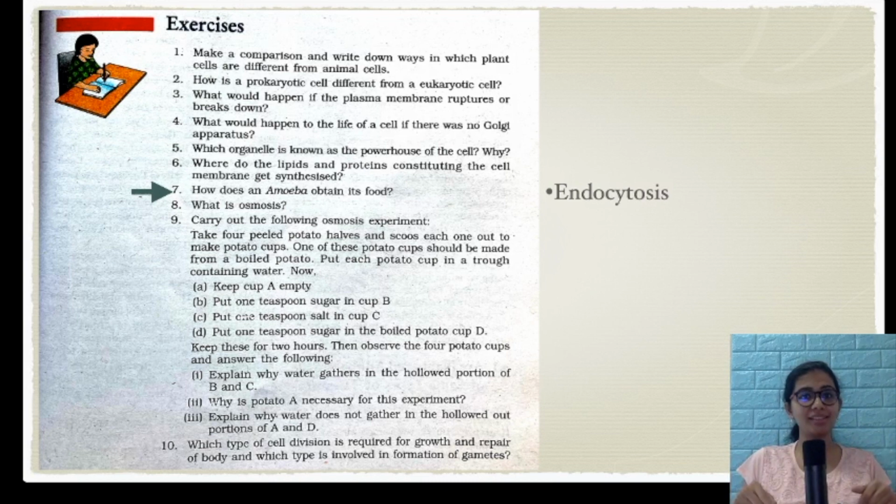What is that cell organelle? With the help of a part of the cell. What is that part? You have to mention that part. Which part do you think will help the amoeba in engulfing the food? So you have to mention what endocytosis is and which part of the cell helps in endocytosis, right?